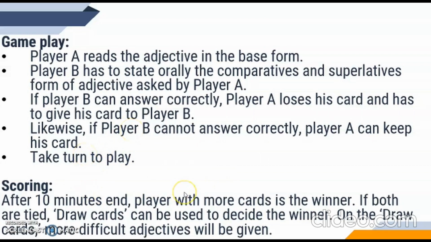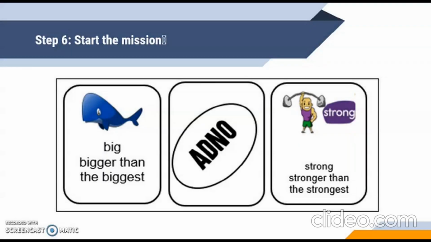After 10 minutes end, the player with more cards is the winner, and if both are tied, draw cards can be used to decide the winner. On the draw cards, more difficult adjectives will be given. Okay, start the mission, and this is the layout of the game, which has a picture, the adjective in the base form, the comparative, and the superlative as well.